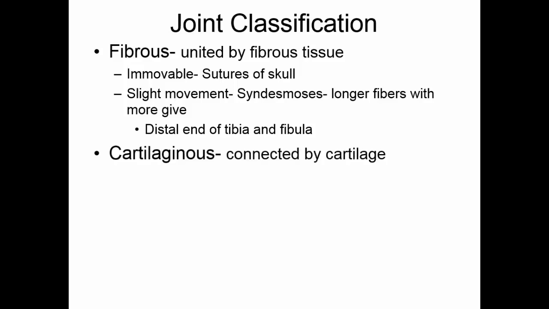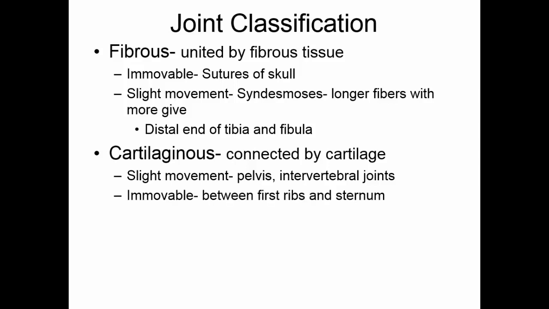Cartilaginous joints are connected by cartilage. Some cartilaginous joints have slight movement. They are amphiarthroses. We see the cartilage between the pelvis and the cartilage between the vertebra give us a little bit of movement from time to time. Some cartilaginous joints are immovable. There is cartilage that holds the first rib to the sternum, and this joint does not move.